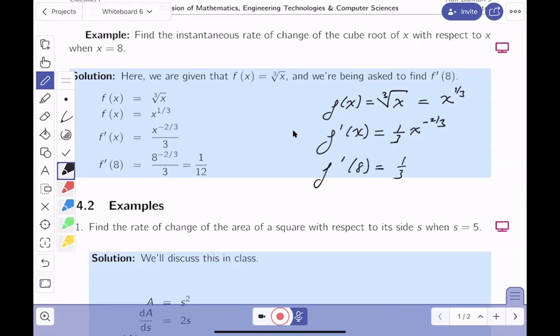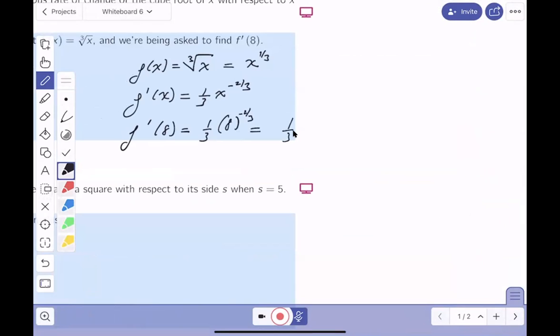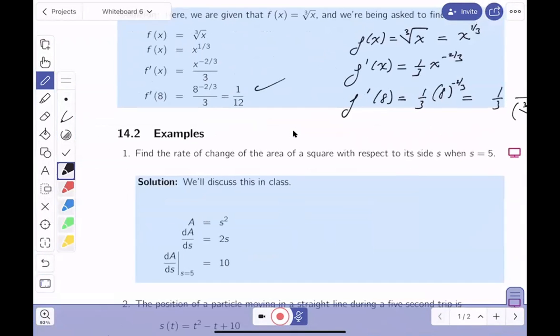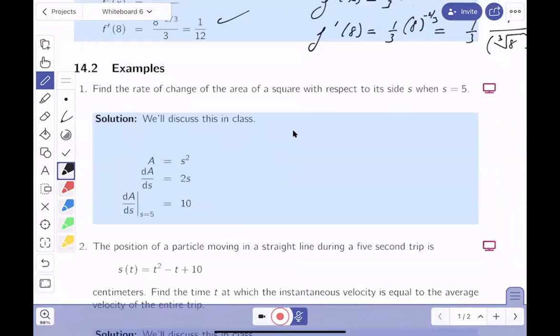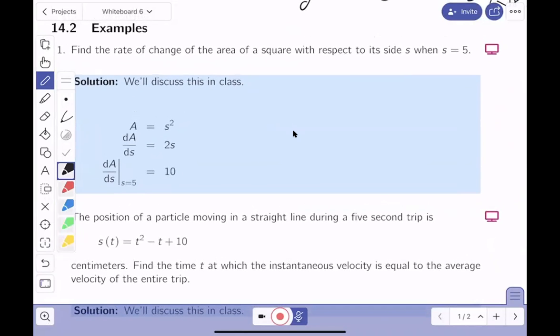1/3, 8 to the -2/3. I'm going to write it a little differently. 1/3, that's going to be 1 over the cube root of 8 squared. You get 1 there. And what do you get next? Well, let's see. Cube root of 8 is 2. 2 squared is 4. 3 times 4 is 12. You get 1/12. All right. Sorry about that. I did something I shouldn't have done. We've already done it. And this is a problem, I'll be honest with you. When I do these problems, like I say, they always look the same to me.